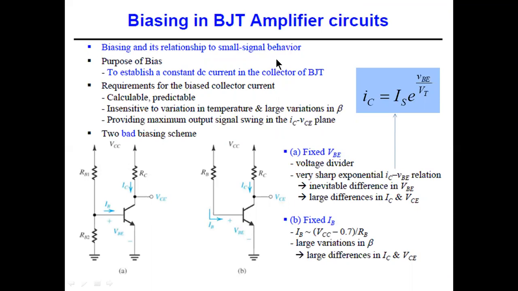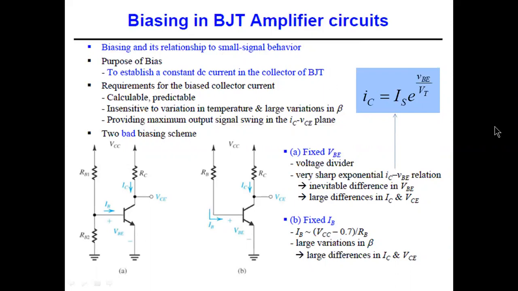First question which arises is, why do we need biasing at all? The purpose of biasing is to establish a constant DC collector current for the BJT. Indirectly, it just means fixing the quiescent operating point. That means what is the value of IC for a particular value of VBE and correspondingly the VCE. So this value should be kept constant.